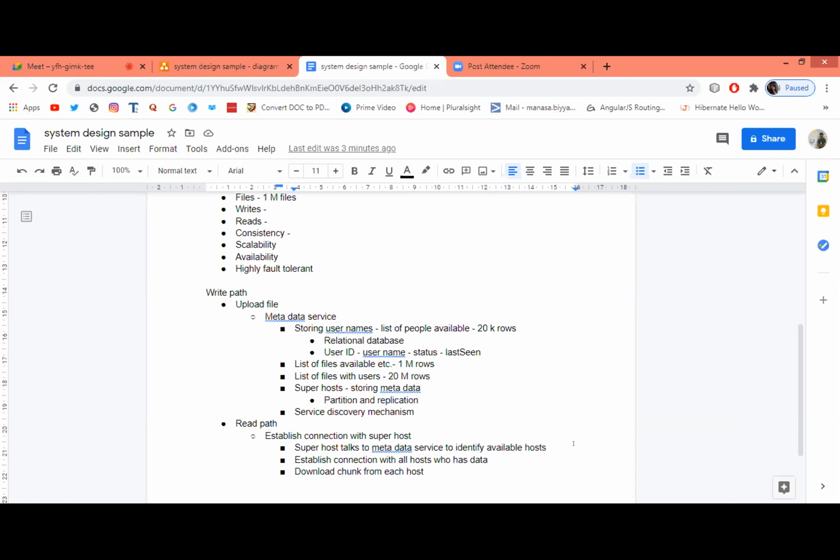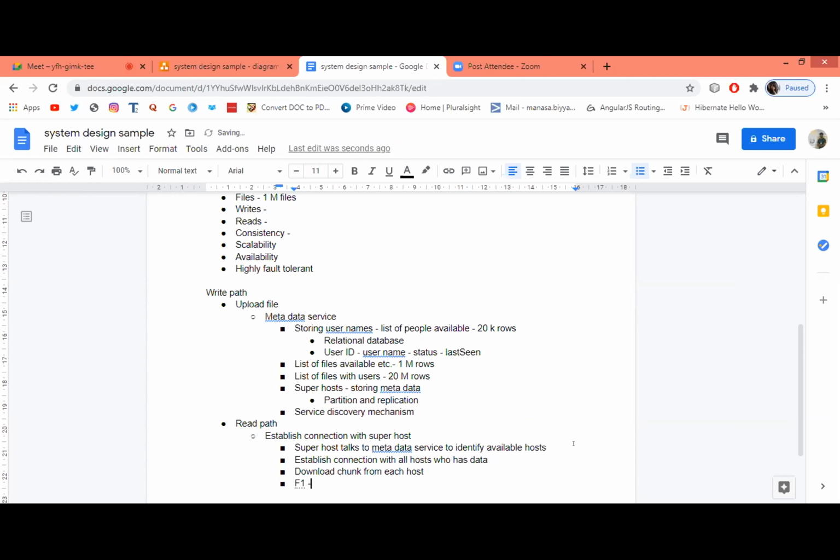And then what about the superhost metadata? If a superhost has a list of nodes that have files available, and any of those nodes goes down, how will you design the system to keep that information up to date? Basically, that's the main question. Your superhost has a list of files and hosts, and it has to keep that up to date. So how are we keeping it up to date?